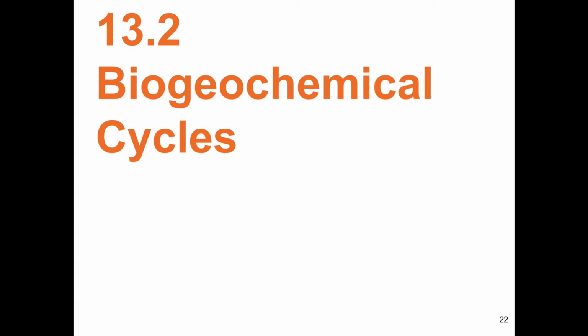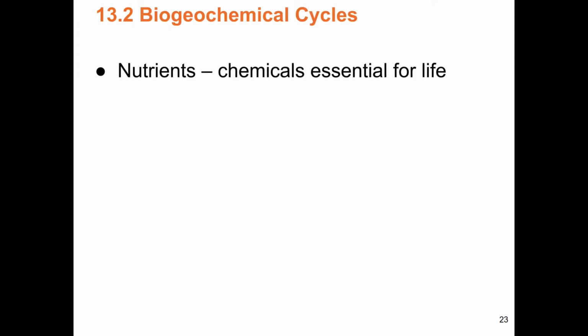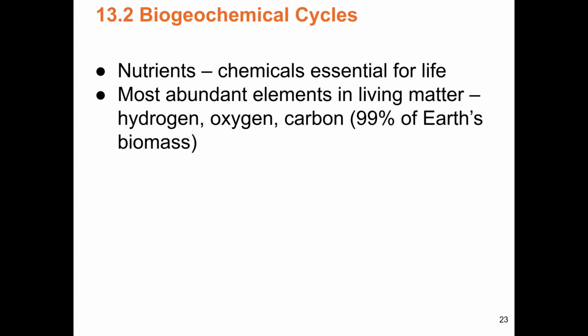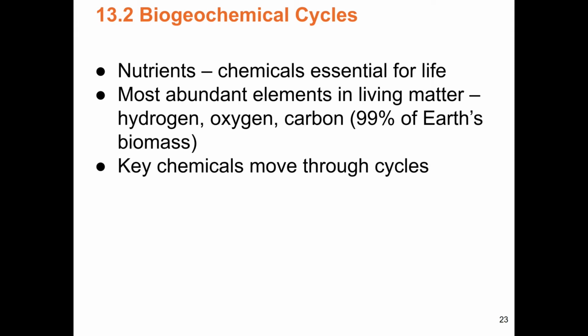Biogeochemical cycles. So we'll talk about nutrients. Those are chemicals that are essential for life. Most abundant nutrients in living matter: hydrogen, oxygen, carbon, nitrogen, another important element. The key chemicals move through cycles. They don't just get stuck. If they got stuck, nobody else would be able to use them. And we're going to call these biogeochemical cycles.